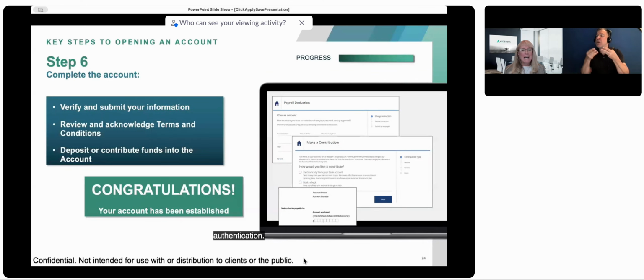Next slide, please. Step 6, completing the account. We ask that you verify and submit your information, review and acknowledge terms and conditions, and deposit or contribute funds into the account. Keep in mind, you can contribute for as little as $1. It's great to contribute at the time of enrollment. As you can imagine, those dollars do add up over time, but you don't have to contribute at the time of enrollment, as you have up to 90 days to contribute. So congratulations, you've just opened an ABLE account.